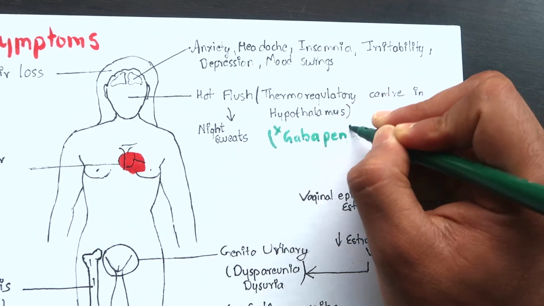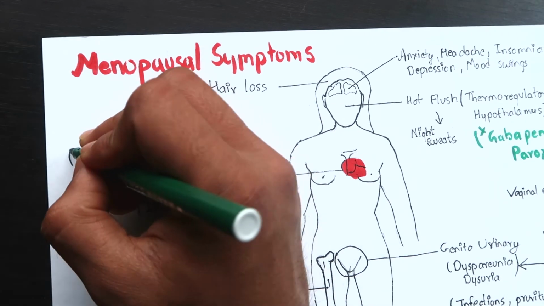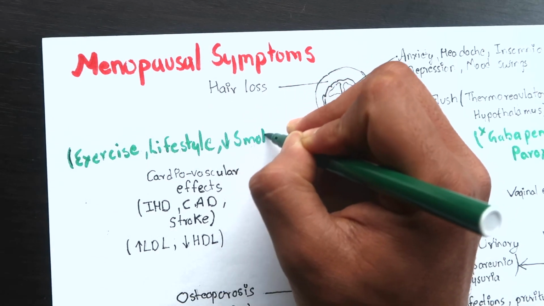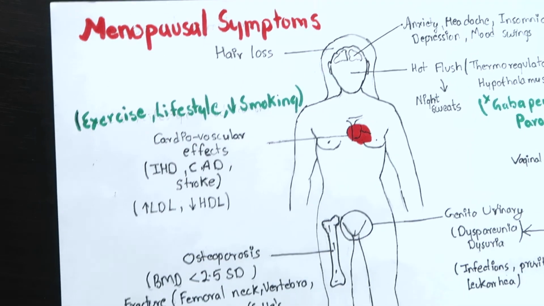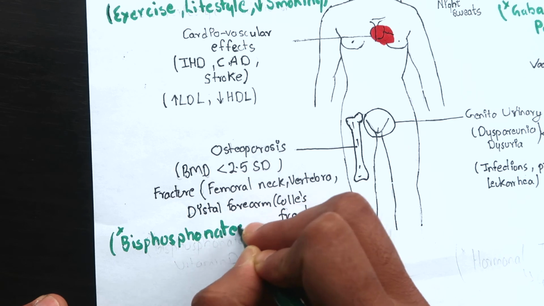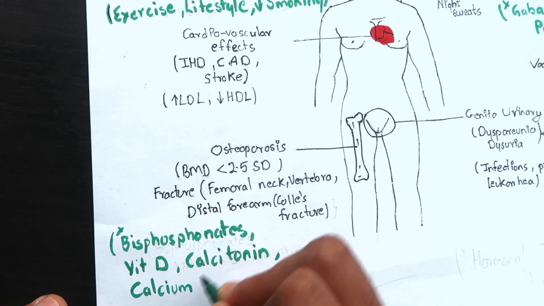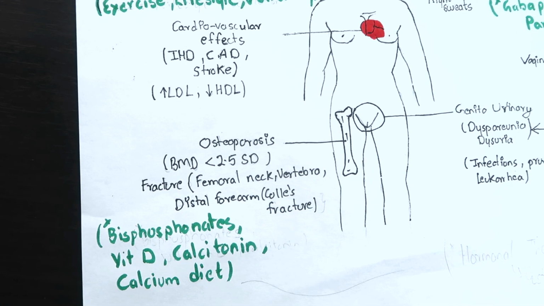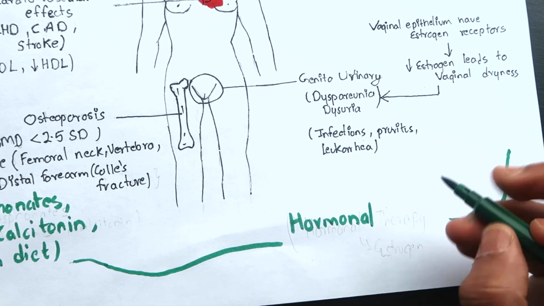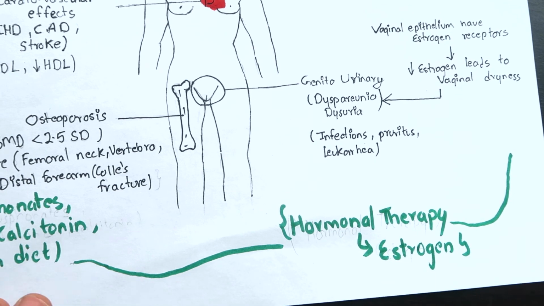Both gabapentin and paroxetine can be given to control hot flush. Similarly, to reduce cardiovascular effects, lifestyle modification and cessation of smoking can help. To reduce bone problems, bisphosphonates and calcitonin can prevent osteoclastic bone resorption. Vitamin D and a calcium diet reduce osteoporosis and fracture. Hormonal therapy is the major one and is indicated in menopausal women to overcome the short-term and long-term consequences of estrogen deficiency.